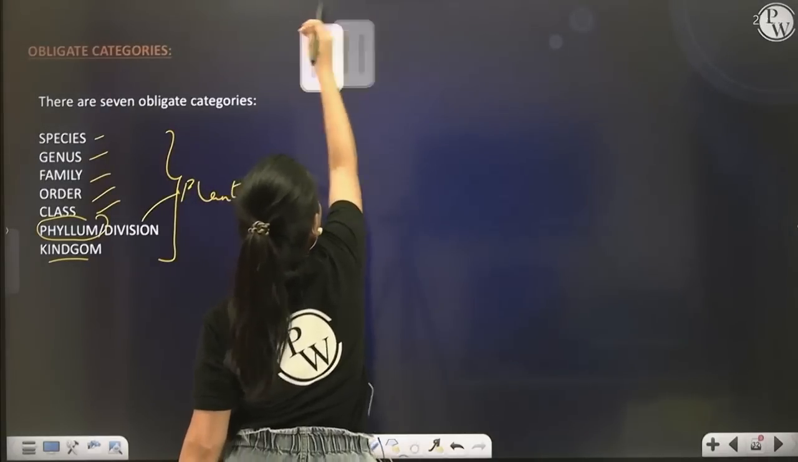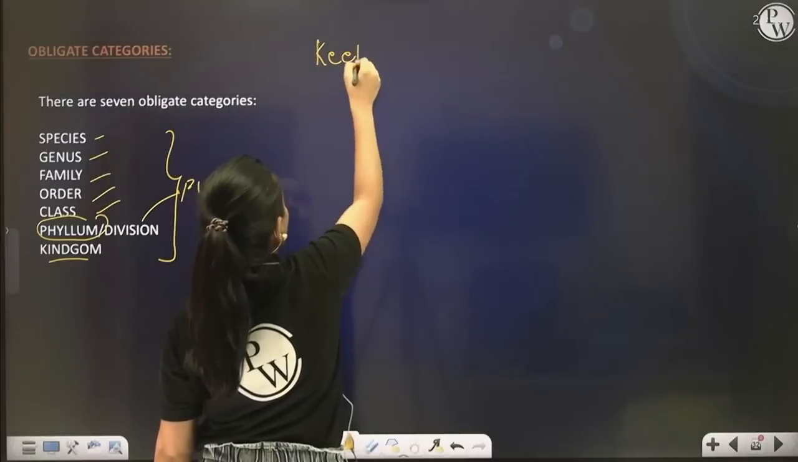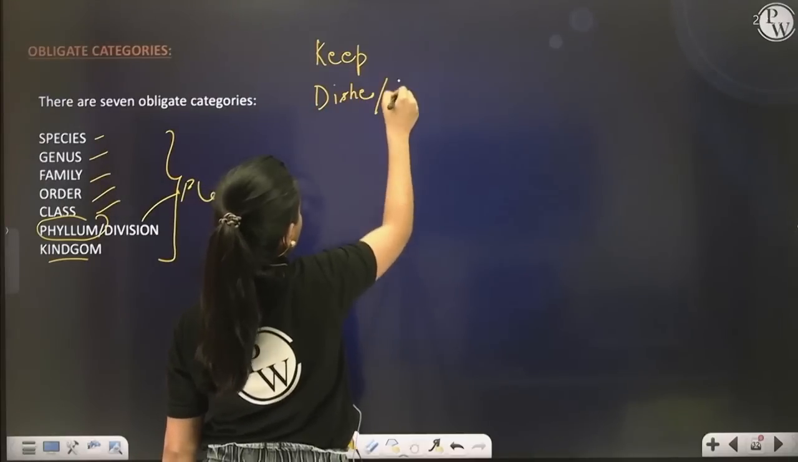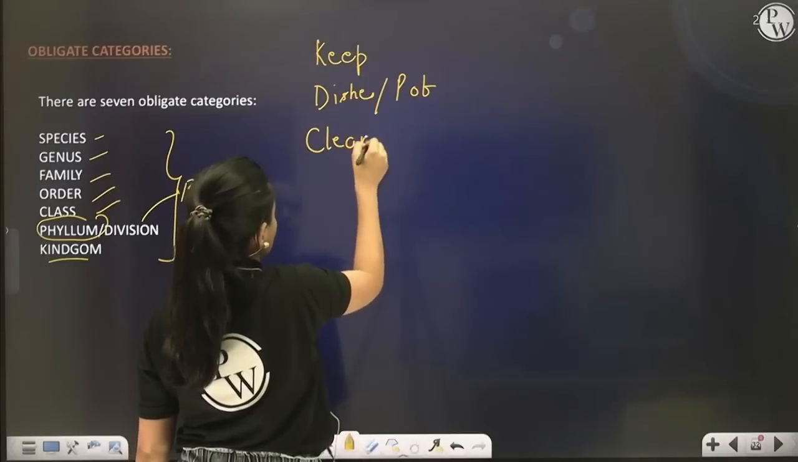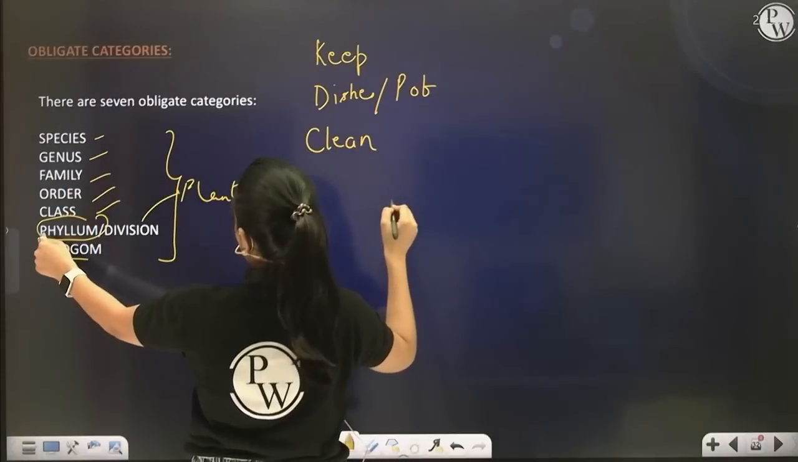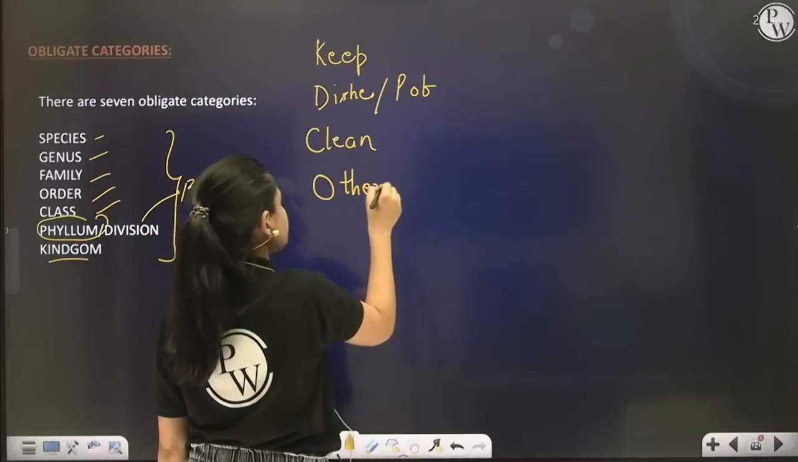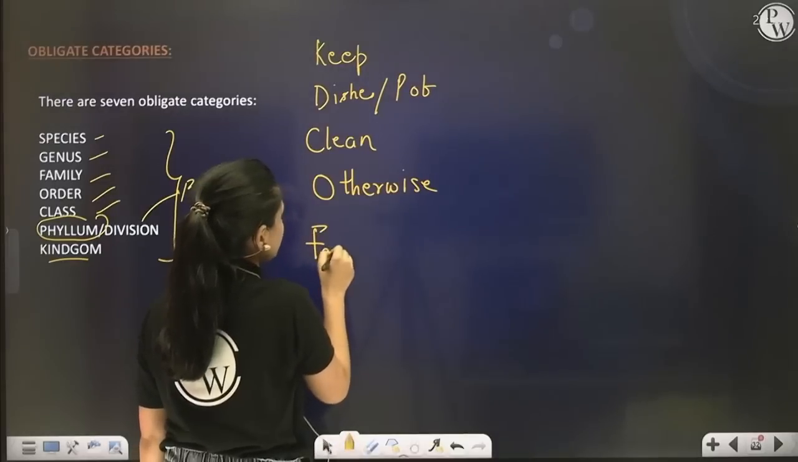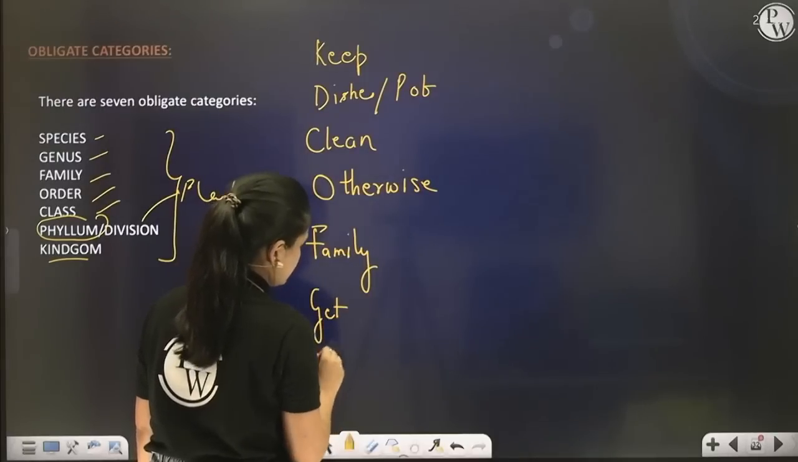Okay, first let me tell you this mnemonic. See, keep dishes. Dishes can be alternated with pot. Clean. Keep dishes or pot clean. Otherwise, family gets sick.